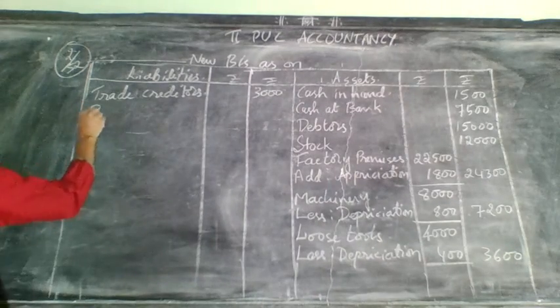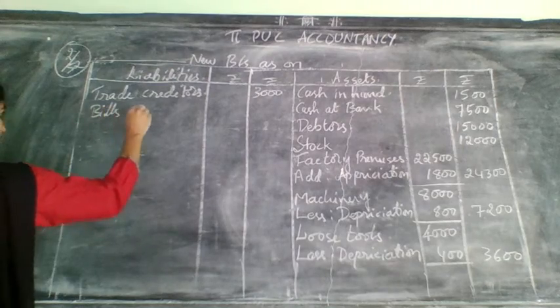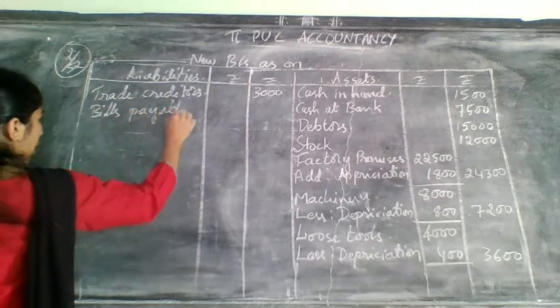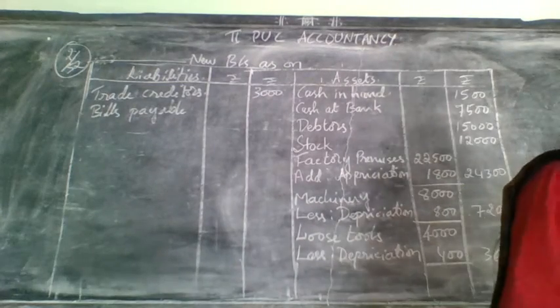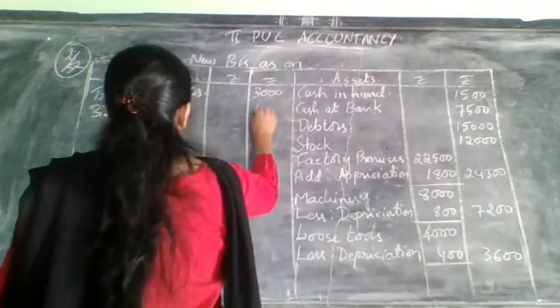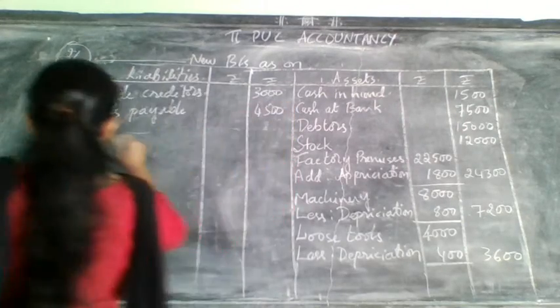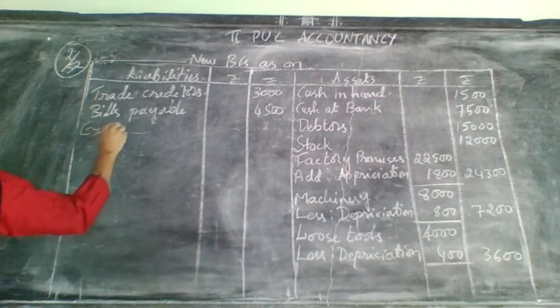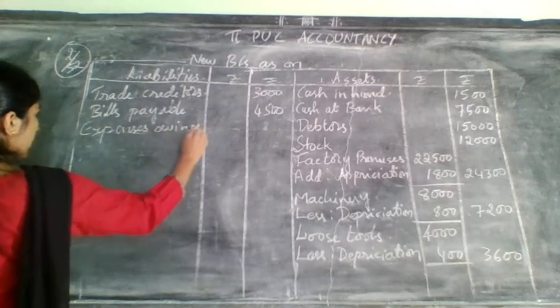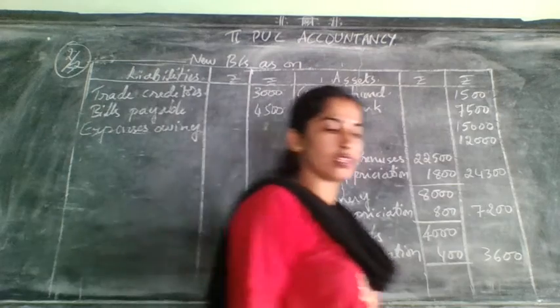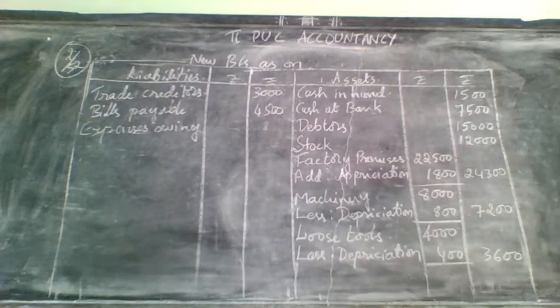Even for this also no adjustment. So bills payable. How much? Bills payable was 4,500. Next is expenses. Expenses owing. For this you are having adjustment. Check there in the balance sheet and revaluation account. You are having one adjustment for that.